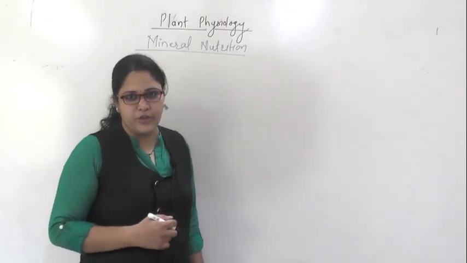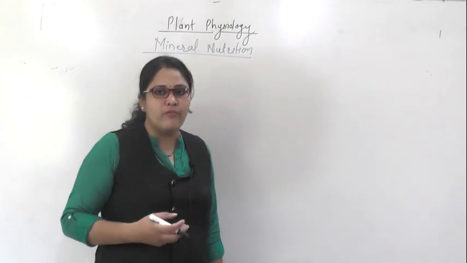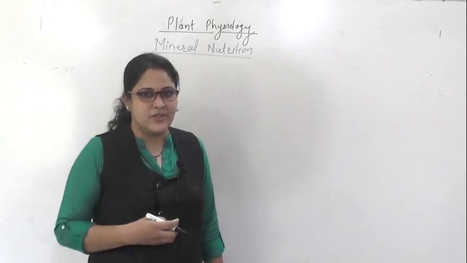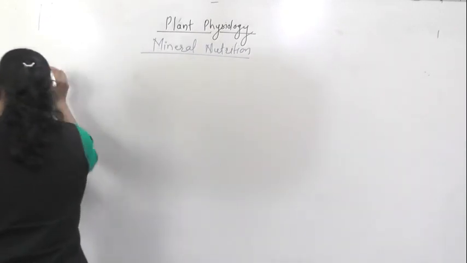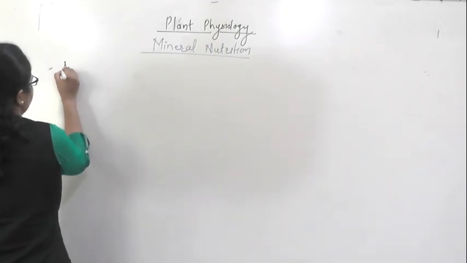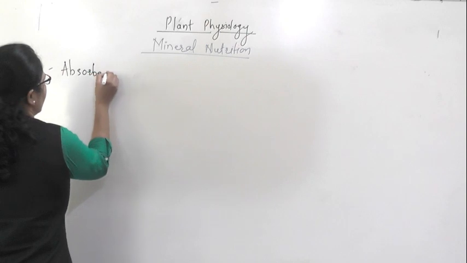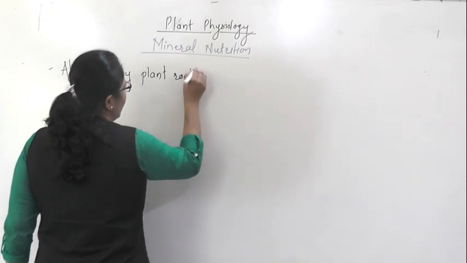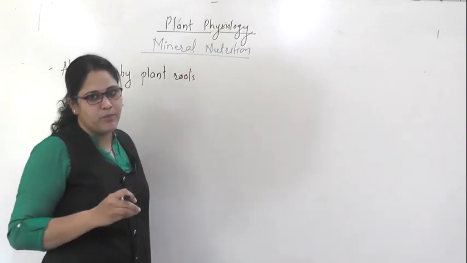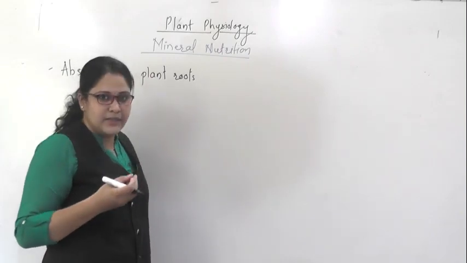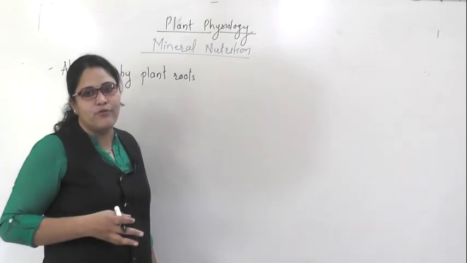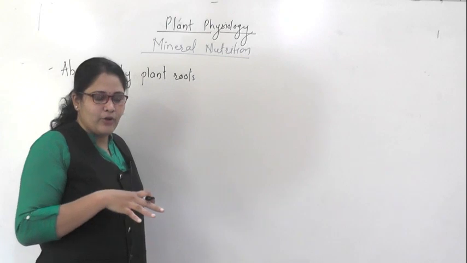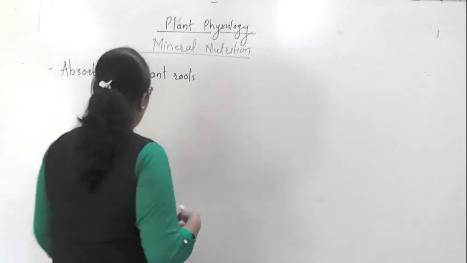Now let's see the third important point related to this, in which form or from where plants absorb this. As I told you, soil is an important reservoir for all these minerals. So mainly these minerals are absorbed by plant roots. Now the process or mechanism of absorption we learn in the next lesson. For that, first you have to understand the mechanism of transportation of mineral, water and food. So the way in which they are absorbed, we learn in the next lesson.